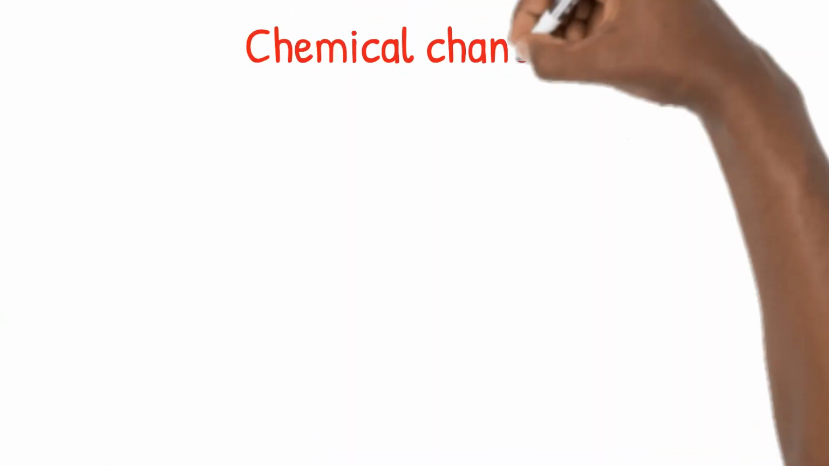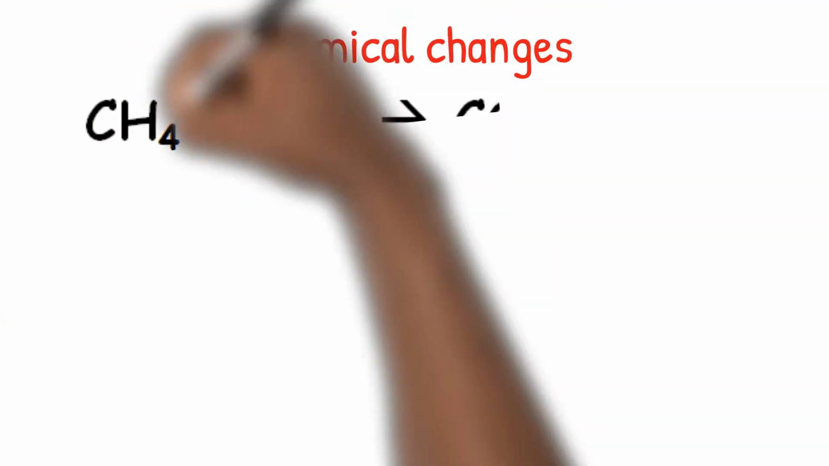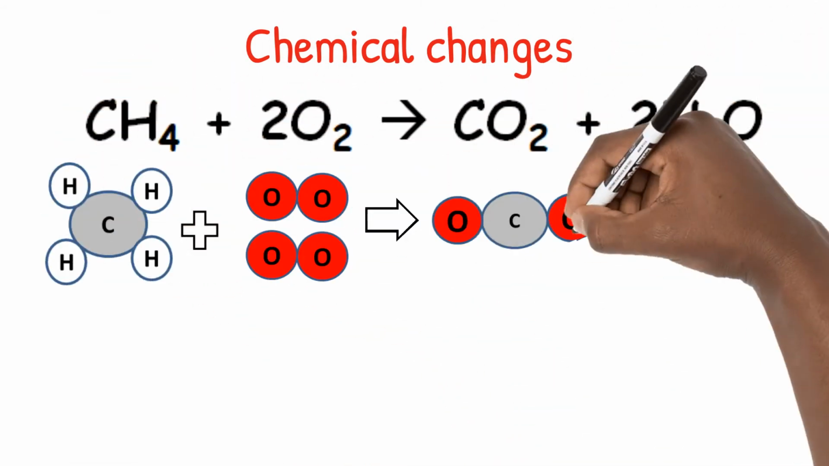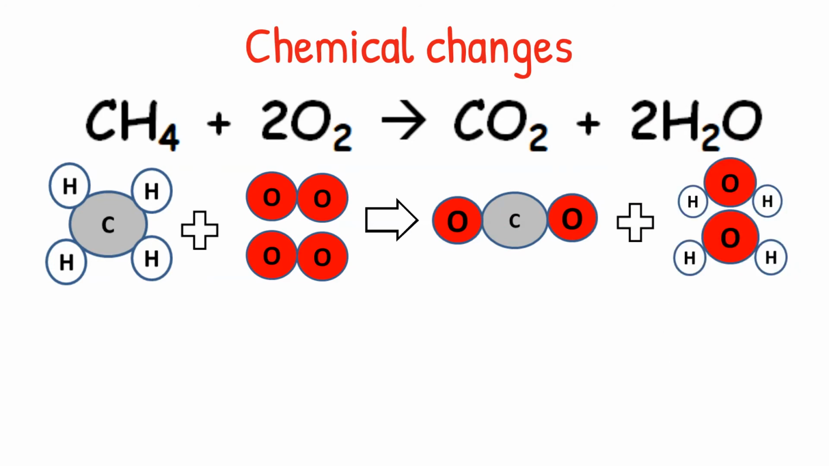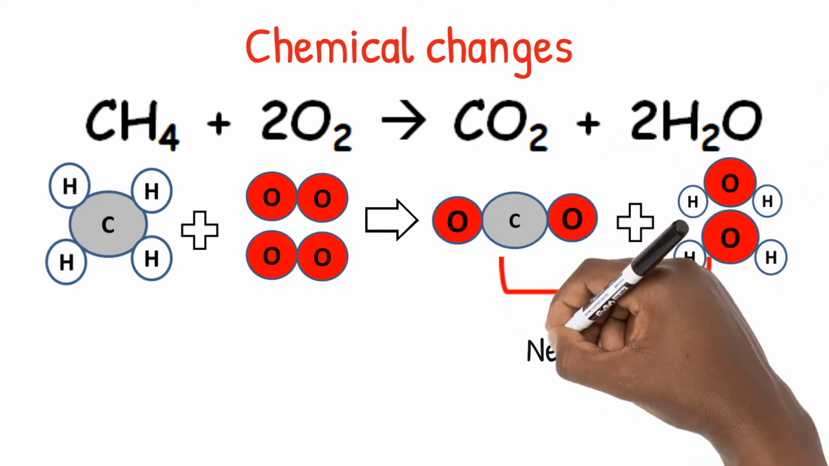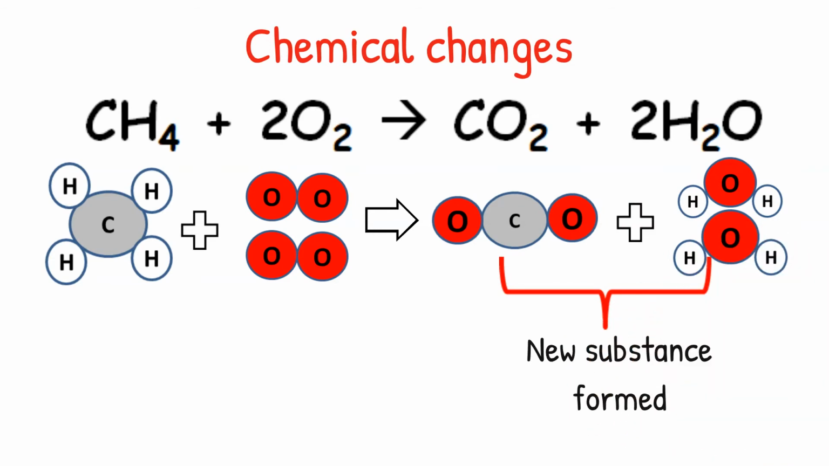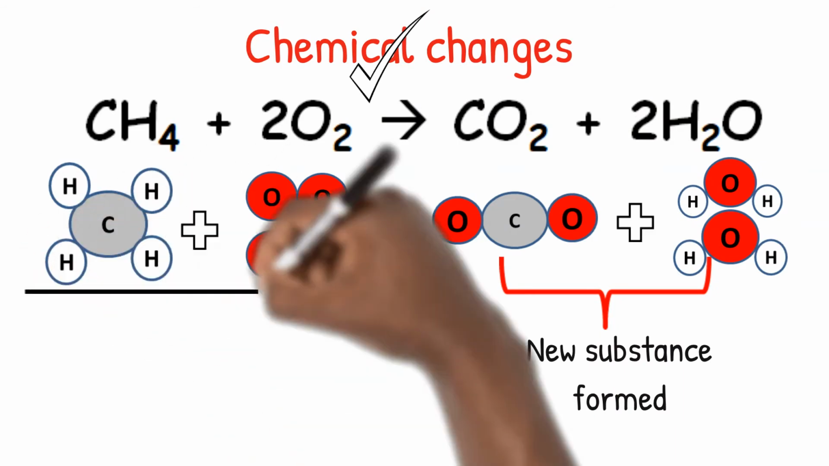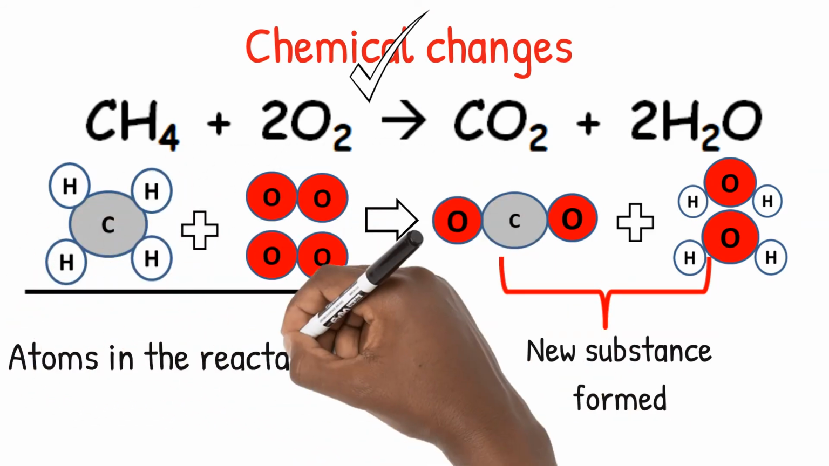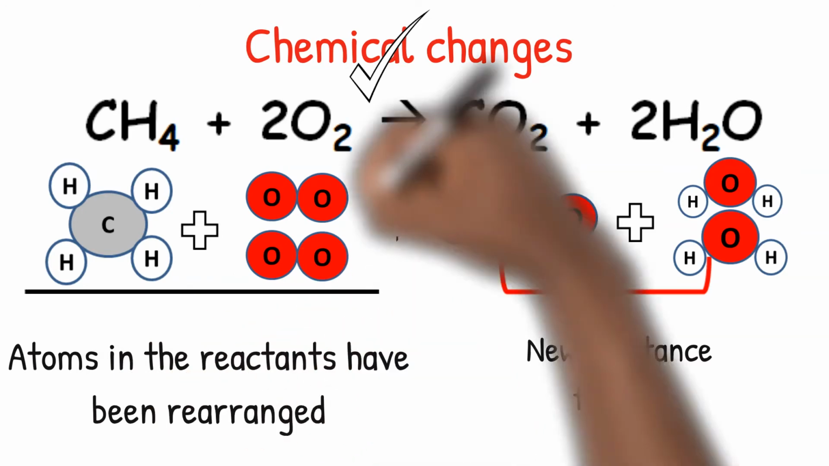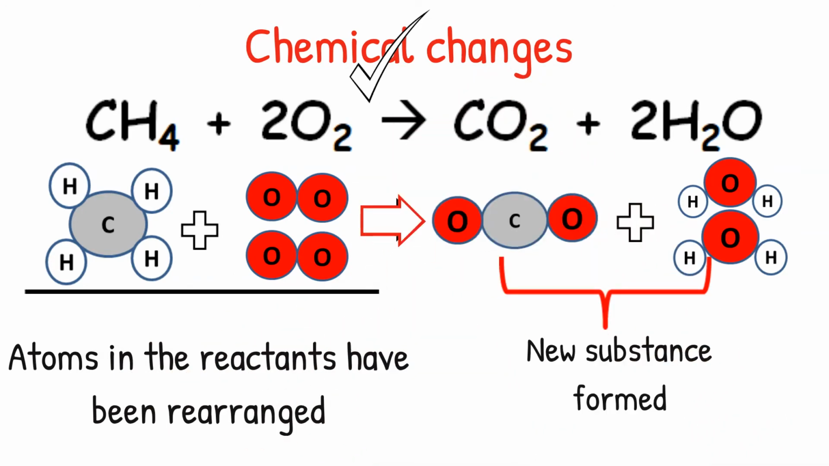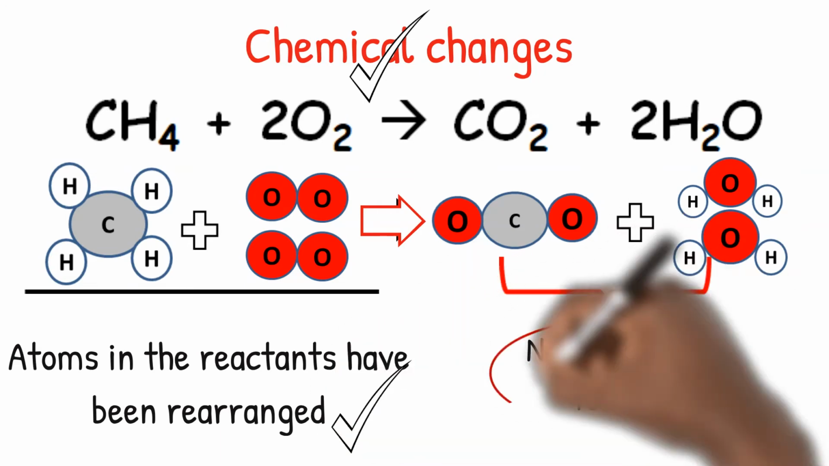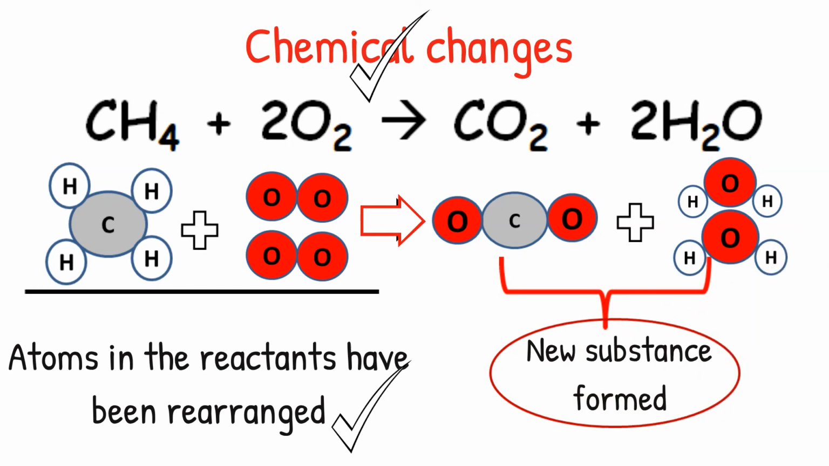So for chemical changes, like the reaction between methane and oxygen to produce carbon dioxide and water, this is what the particle diagram for that reaction looks like. Now, if you look here, a new substance has been formed, which is carbon dioxide and water, so it's a chemical change. Now, for that to happen, the atoms in the reactants had to be rearranged in order to form the new substance. So remember that in a chemical reaction, the atoms in the reactants are rearranged in order to form the new products.